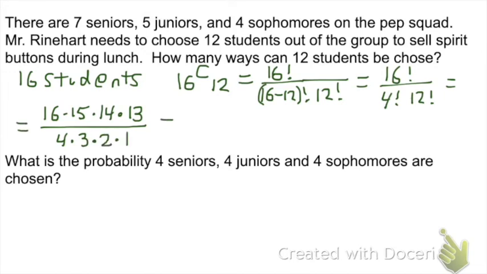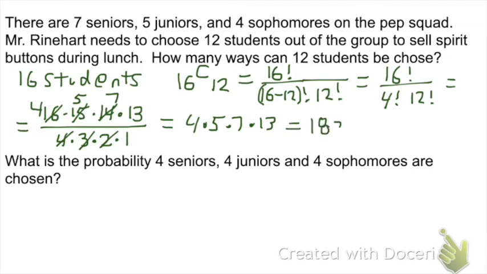From here, we simplify what we can. Well, we can take a 4 out of 16. We can take a 3 out of 15, leaving 5. We can divide a 2 out of 14, leaving 7. And we are left with 4 times 5 times 7 times 13. And when we do this, we get 1,820. Again, we can do this on our calculators. Go to Math, Probability, but now I'll choose option 3, which should be your nCr.